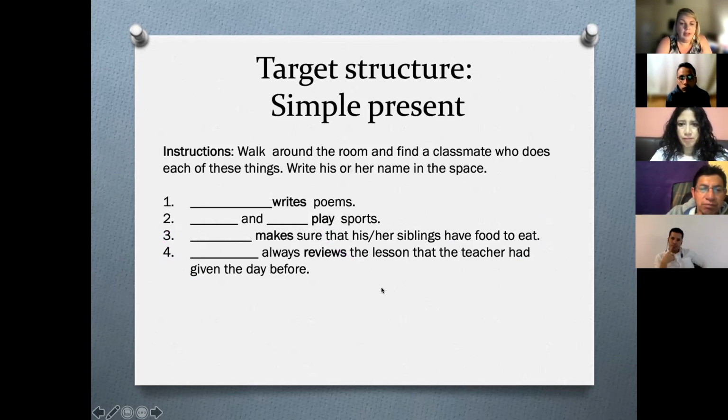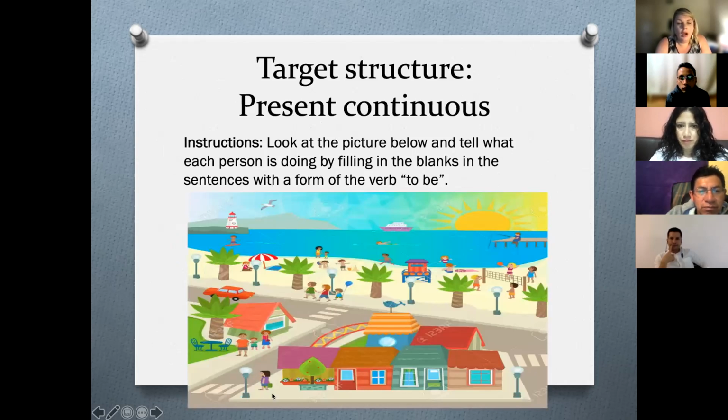Cool. Let's take a look at another one. All right, target structure is present continuous. Look at the picture below and tell what each person is doing by filling in the blanks in the sentences with the form of the verb to be. So here we have a picture, which you're not going to see on the next slide, but you get an idea what the picture looks like. Just keep it in your mind, okay? This is the picture. Here's the activity. Tell me what's wrong with this.